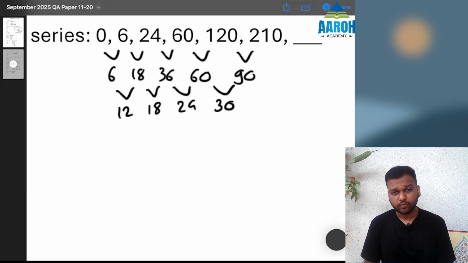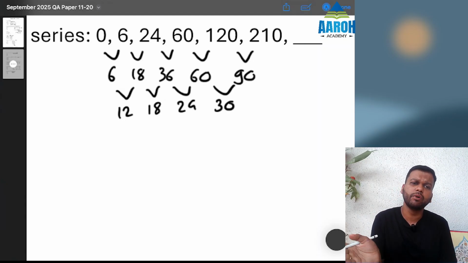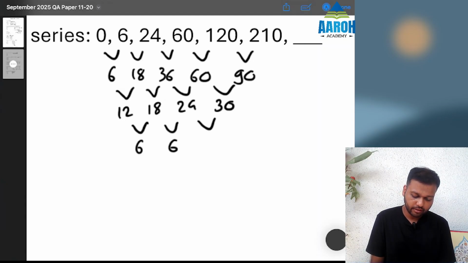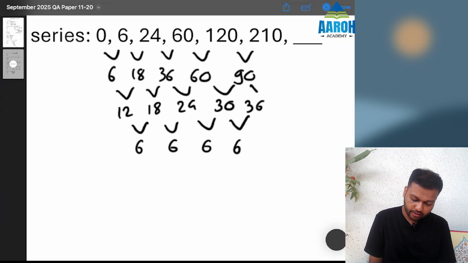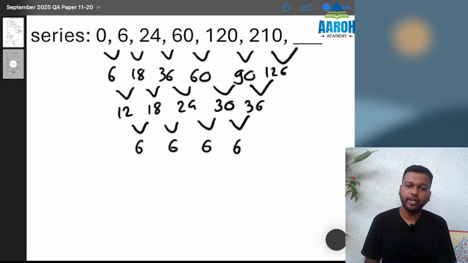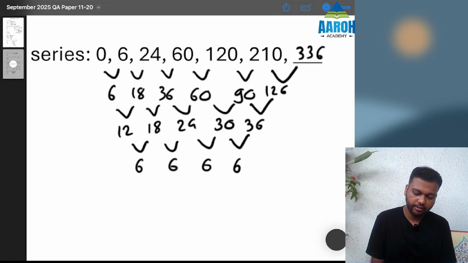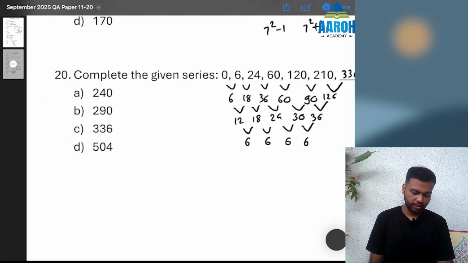Right. There is a pattern. It is in table of 6, but if you want we can take a difference again to get 6, 6, 6. That means next will also be 6. Right. That means this will be 36. That means this will be 90 plus 36, that is 126. That means this will be 210 plus 126, which is 336, right? So that is option C, which is the correct answer.